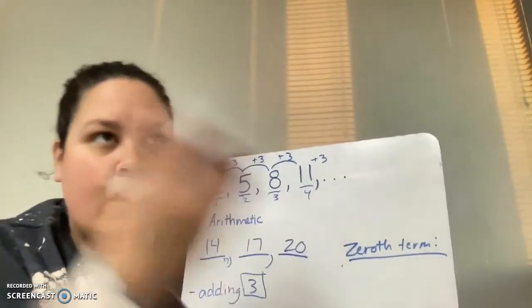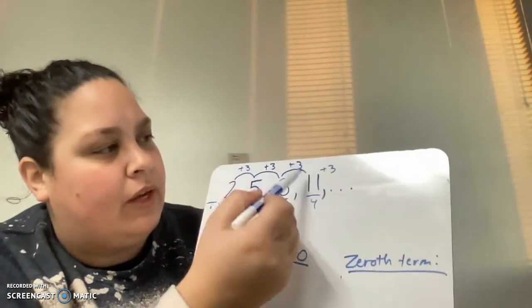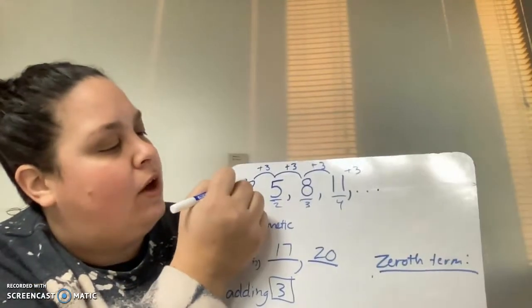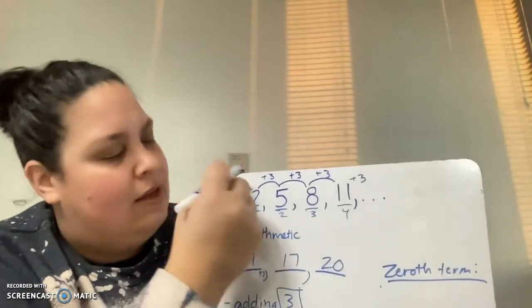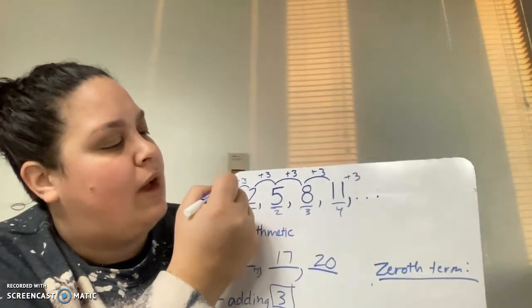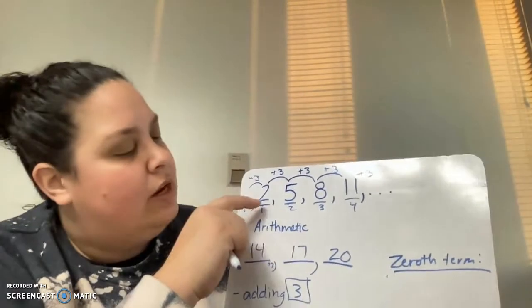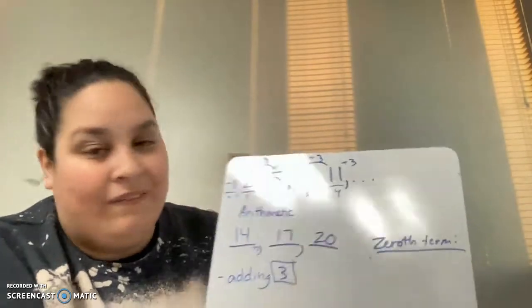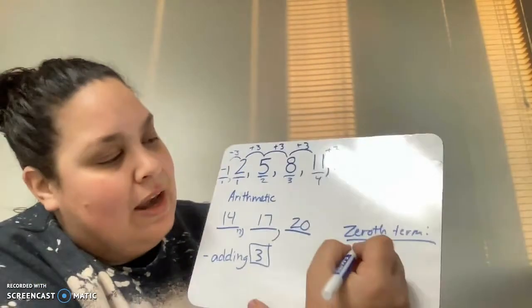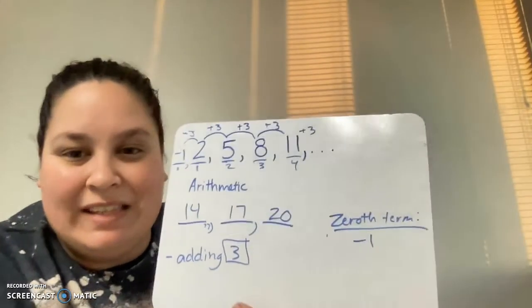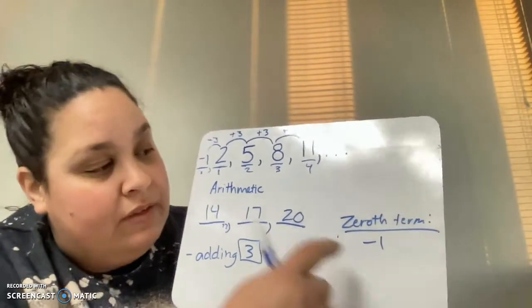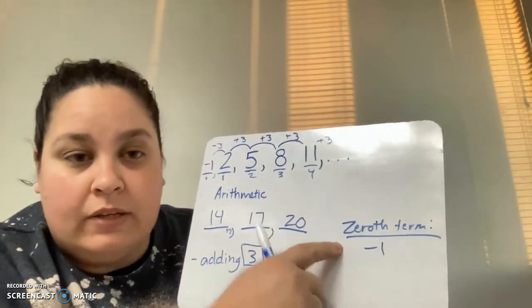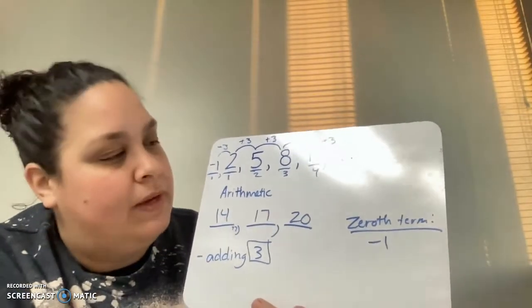So I'm going to think about, okay, well, I'm adding 3 each time. So if I'm working backwards to figure out what I did, I'm going to think about subtracting 3. So then I'm going to do 2 minus 3, and that's going to give me a -1. -1 is going to be my 0th term. This is going to be very important in writing an equation tomorrow. So that's why I wanted us to talk about it a little bit today.